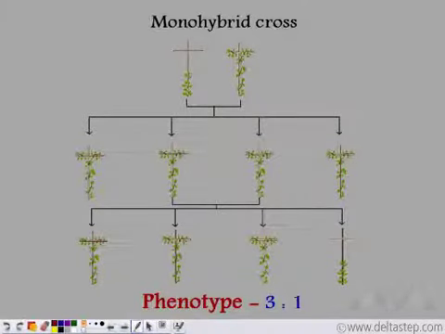Mendel's monohybrid cross with dwarf and tall plants yields a second generation of pea plants that have a phenotypic ratio of 3:1 for tall and dwarf plants respectively. But what about the genotypic ratio? Let's find out.